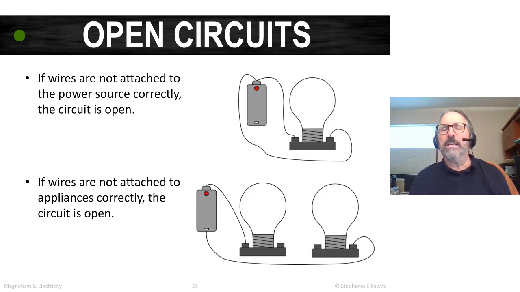Right here is an open circuit, two positives here. You need the negative. Here is an open circuit because there's no wire between here and here. No wire between here and here. And we need this to be here. Get rid of this wire here and put it to the battery.